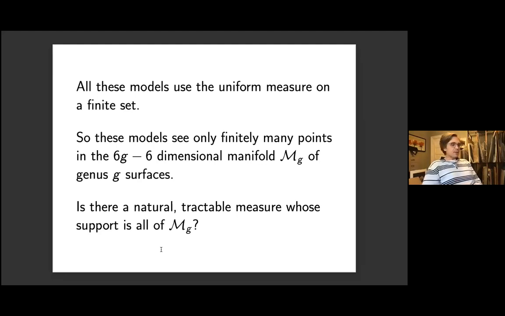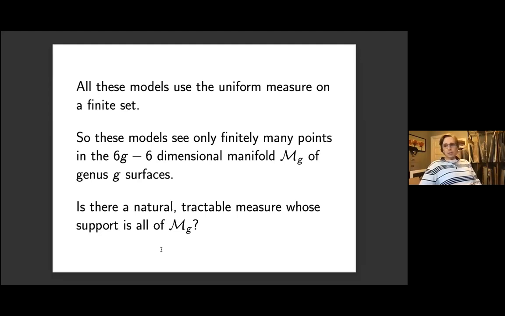And that has the advantage of being elementary and very clear and really very natural. But it also has some disadvantages. None of these models really see the fact that the space M_G of genus G hyperbolic surfaces is infinite. Each of these only really sees finitely many points in this huge 6G minus 6-dimensional manifold. And so you might ask yourself, well, if all I'm doing is producing finitely many points in this 6G minus 6-dimensional manifold, is that really an accurate representation of a random point of this manifold?